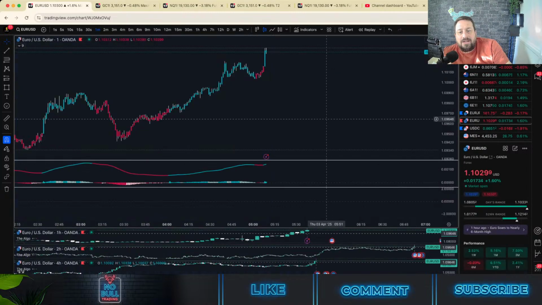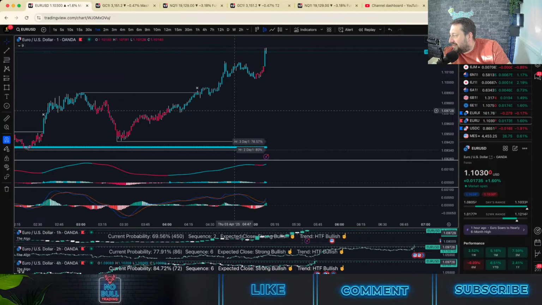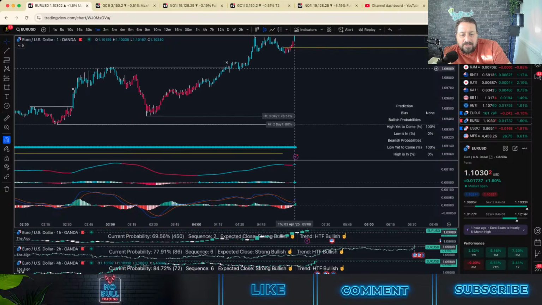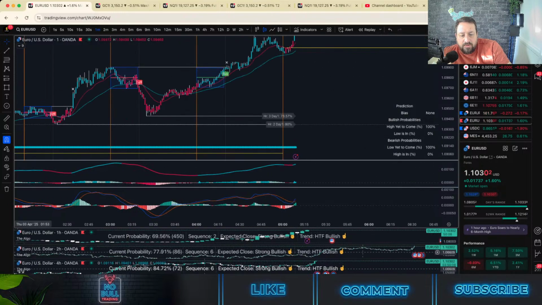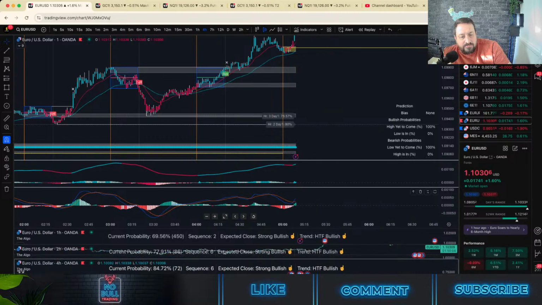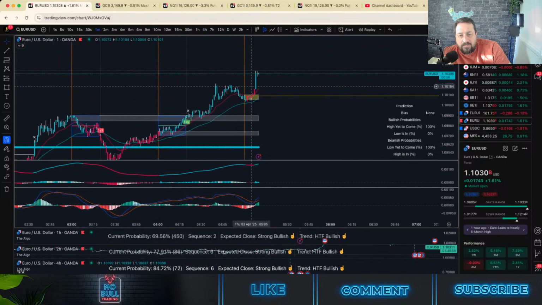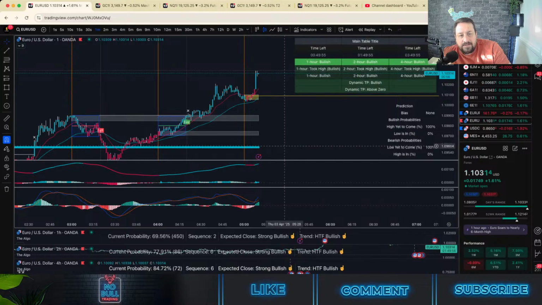Is euro stock? Should have just long euro, right? To the moon. Super bullish. All the algos are aligned. Dynamic TP's bullish. Even lower time frame, MACD's above. Bullish. Not even waiting for anybody. Green.